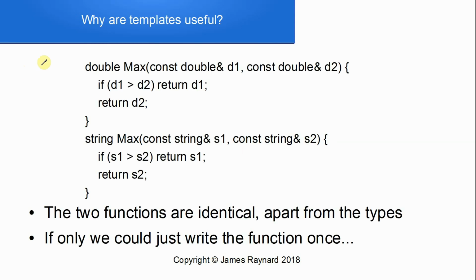I've written a function here called max, which compares two numbers. If the first number is bigger than the second, we return the first one. Otherwise, we return the second one. So that's pretty straightforward. I've called it max with a capital M because there's already a function max with a lowercase m in the standard library, and I don't want to get any conflicts when I compile this.